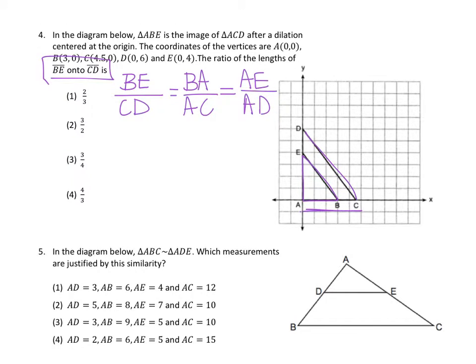So if we can count boxes easily for any of these, then we'll be able to find our answer. And it looks like here C is kind of halfway in between a point. Now we could count boxes. It says that it's 4.5 away.